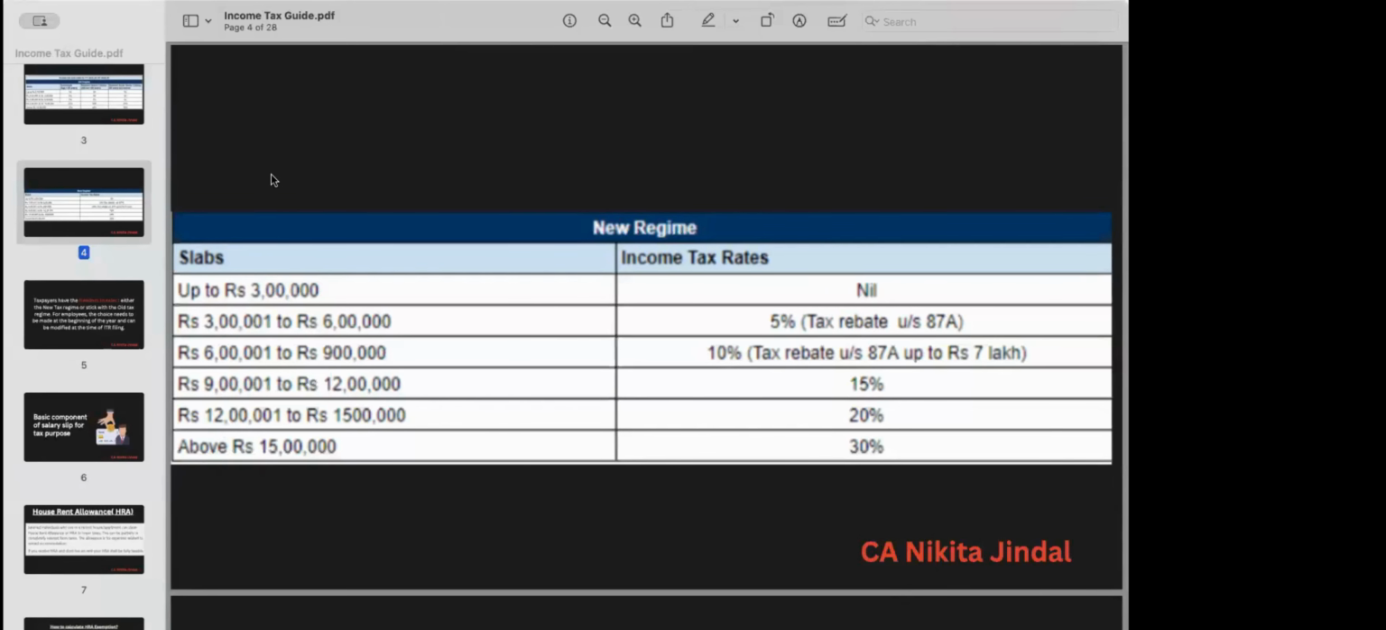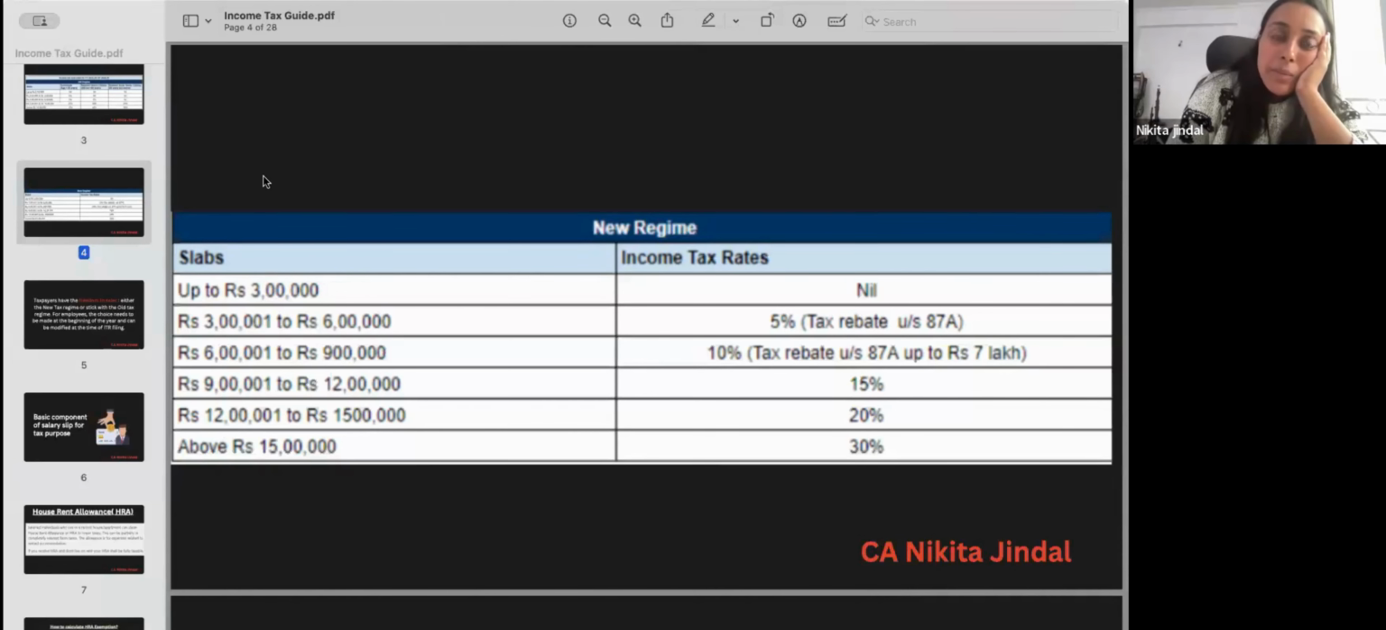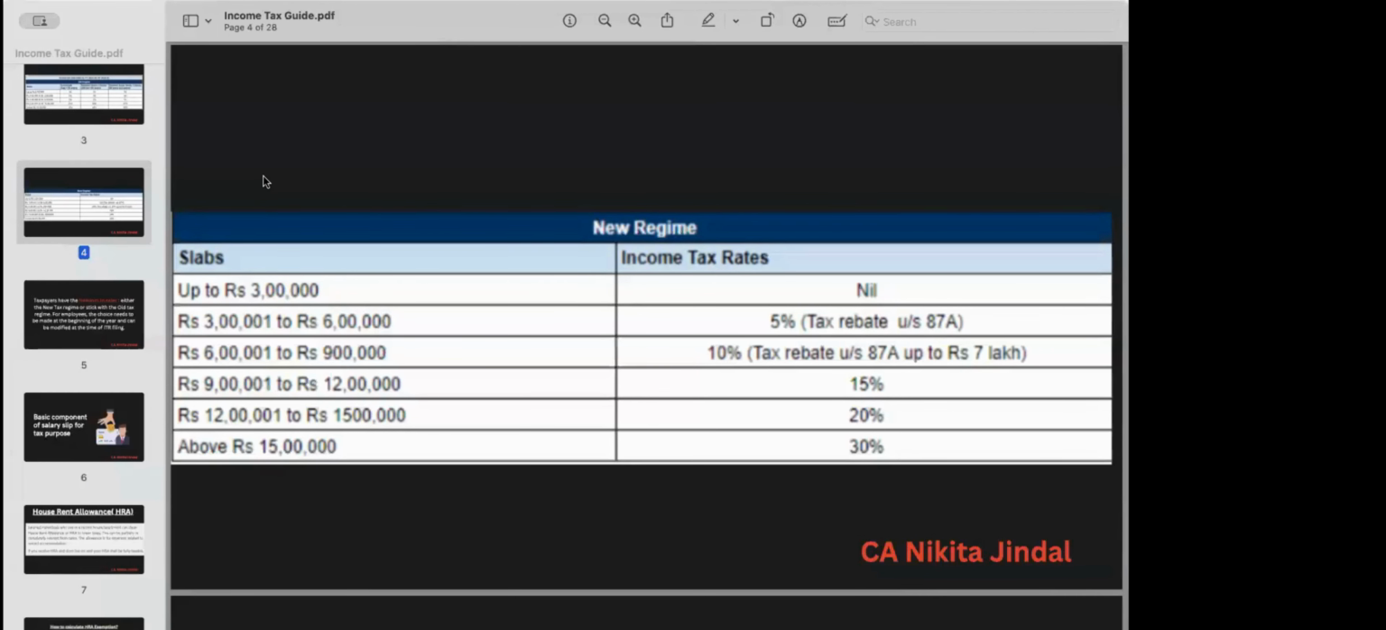Is the interest from savings account also taxable? Yes, it is taxable, but the limit is 10,000. You can claim exemption up to 10,000 and the rest is taxable. Okay.